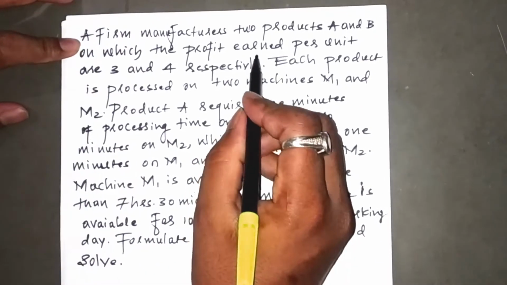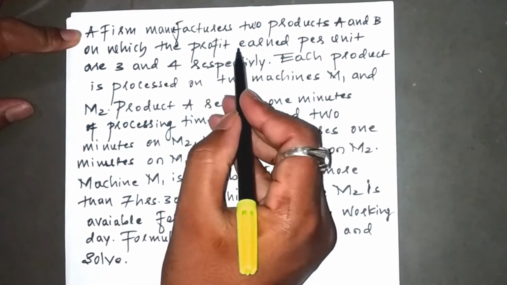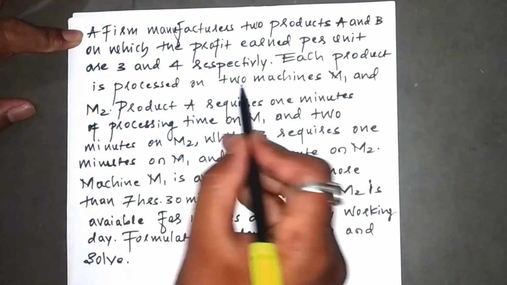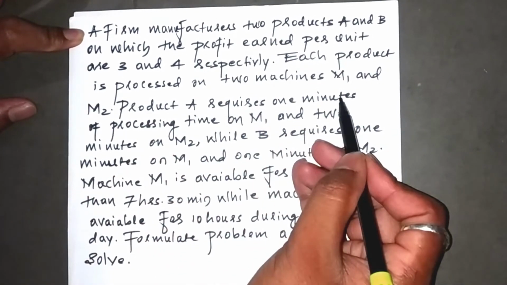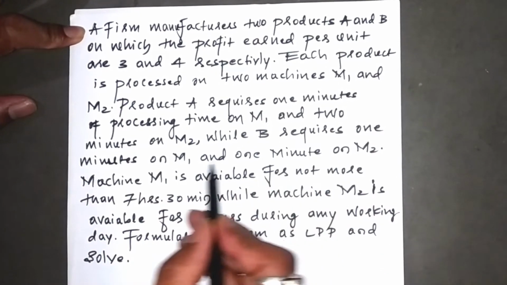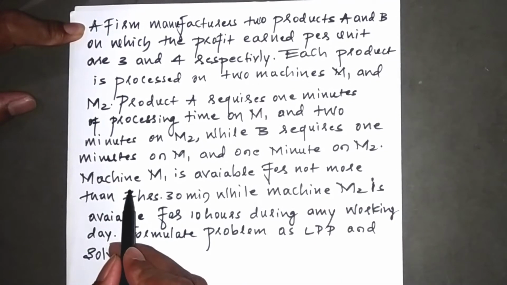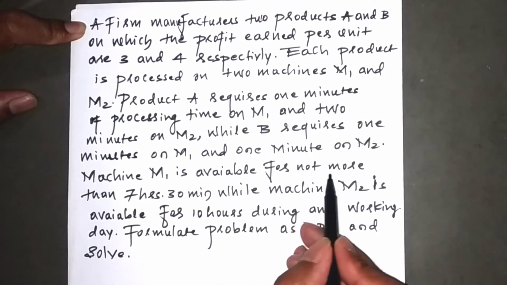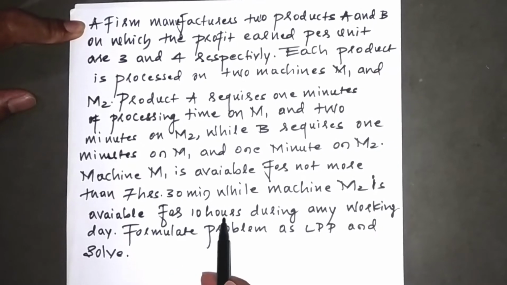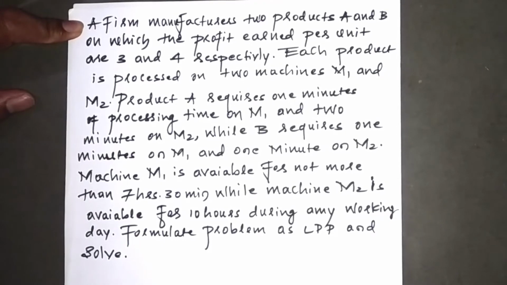Here we have a problem where a firm manufacturer produces two products A and B, and the profit earned per unit is rupees 3 and 4 respectively. Each product is processed on two machines M1 and M2. Product A requires 1 minute of processing time on M1 and 2 minutes on M2, whereas product B requires 1 minute on machine M1 and 1 minute on machine M2. Machine M1 is available for not more than 7 hours 30 minutes and machine M2 is available for 10 hours during any working day. So we have to formulate it as an LPP and solve it.